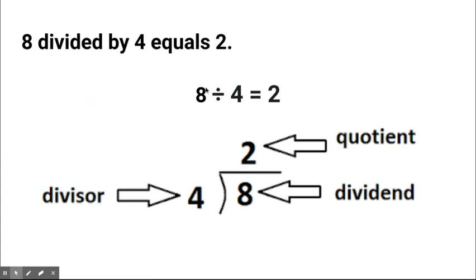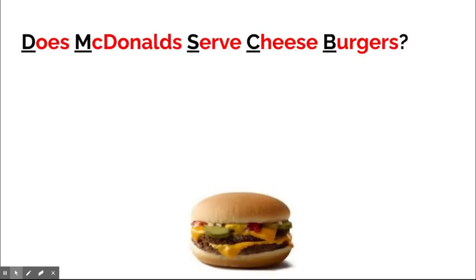So our dividend is the number that we start with. It's not always the biggest number, so we need to be careful with that. We can't just say the dividend is the big number in the question, because it's not always going to be that way. The divisor is the number that we are dividing by, so 8 divided by 4, or 8 divided into 4 groups. And each group is going to have 2 inside, and that is going to be our quotient, or the answer to our division problem.